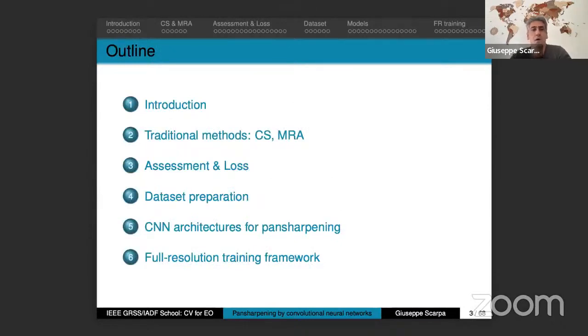We can now give a look to the content of this class. After a short introduction to the problem with related challenges, we will review traditional solutions. Then we will give a look to the quality assessment problem, and as this is intimately related with the choice of a loss for training, whatever deep learning model we decide to use. Next, we will move to the dataset preparation and training options before seeing the most popular convolutional neural networks for pansharpening that are mostly based on supervised training. Then we will conclude with a look to the latest solutions that resort to full resolution and unsupervised training.